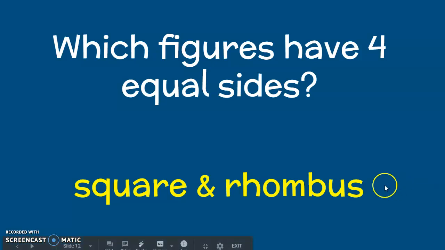You did a great job today classifying quadrilaterals. You are ready to go practice. Nice job.